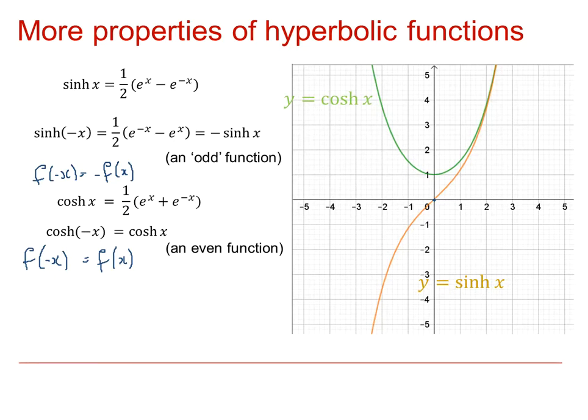And finally, if we add the two functions together, so if we take sinh x plus cosh x, we can see that we'll get a half e to the x plus a half e to the x. And therefore, we can say that sinh x plus cosh x is equal to e to the x.